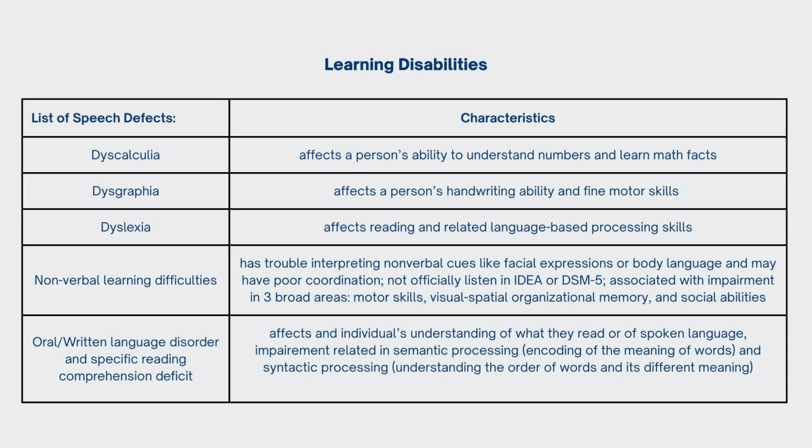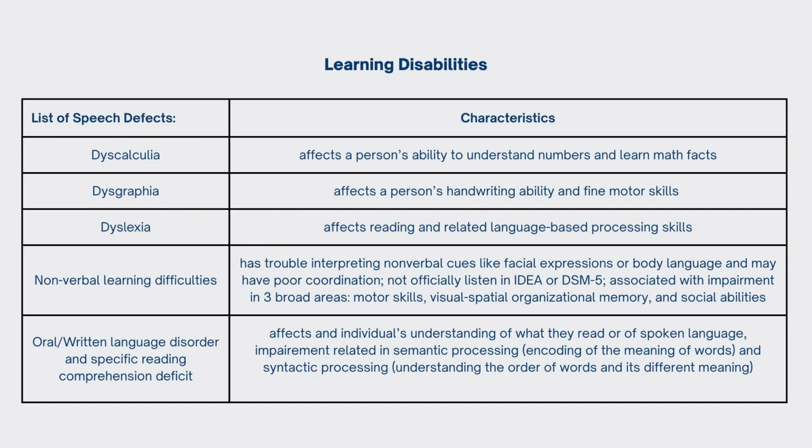List of learning disabilities. Dyscalculia, from the word calcu, is more on math. It affects a person's ability to understand numbers and learn math facts. Dysgraphia is more on handwriting and fine motor skills. Dyslexia is more on reading and language-based processing. Then nonverbal learning difficulties: a problem in interpreting nonverbal cues like facial expression and body language, and may have poor coordination. It is not officially listed under IDEA or DSM-5. However, the impairments associated with this one include motor skills, visual-spatial organizational memory, and social abilities.